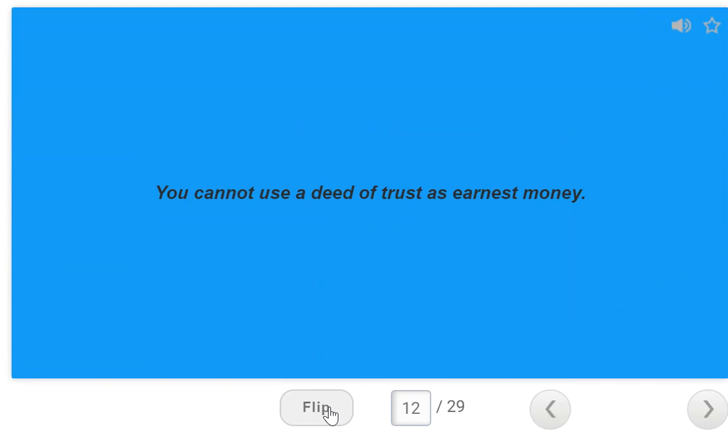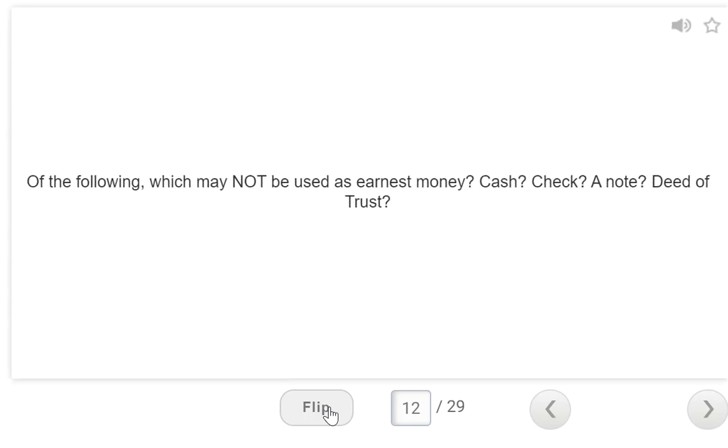Remember, in a deed of trust, there are three parties involved: the trustor, who's the borrower, the lender, who's the beneficiary, and a trustee who holds the title to the property as collateral between the lender and borrower. So that is what a deed of trust is. Doesn't even make any sense to be used as earnest money. So if you see deed of trust is an option, you cannot use a deed of trust for earnest money. You can use cash, a check, or a note.